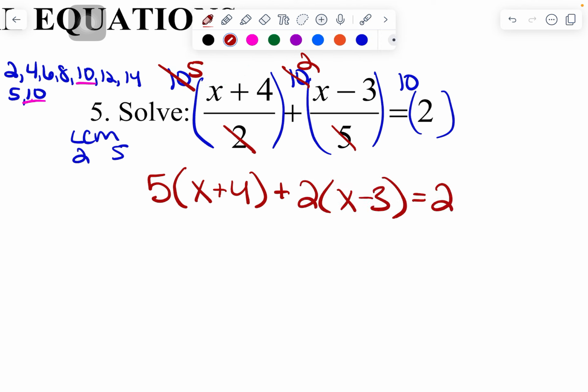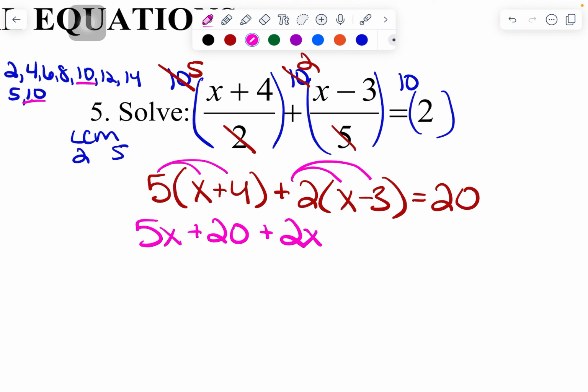10 times 2 makes, 10 times 2, I wrote it out already as a multiplication. It's all good. All right, so distribute. So that's going to become 5x plus 20. Distribute again. So 2 here and 2 here. So that's going to be plus 2x minus 6 equals 20.